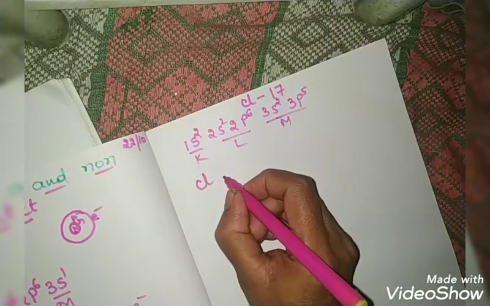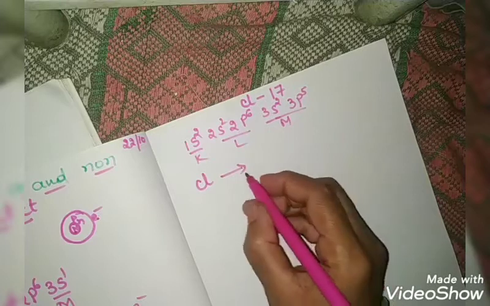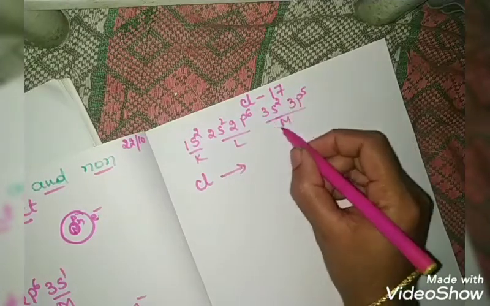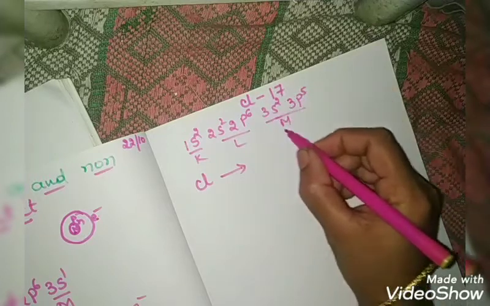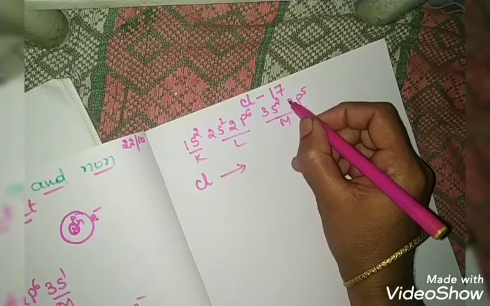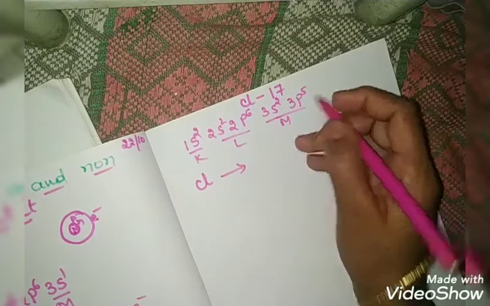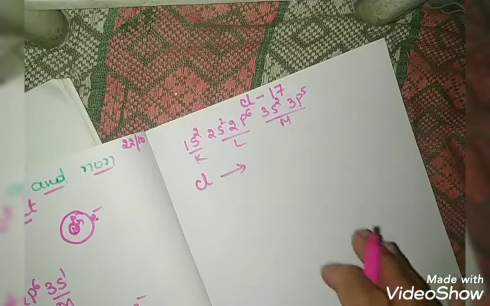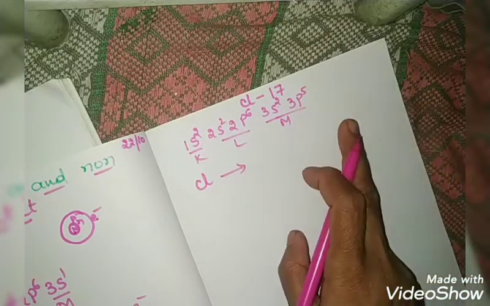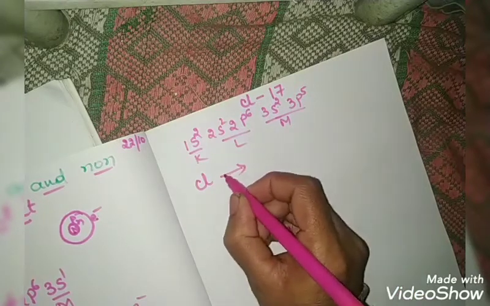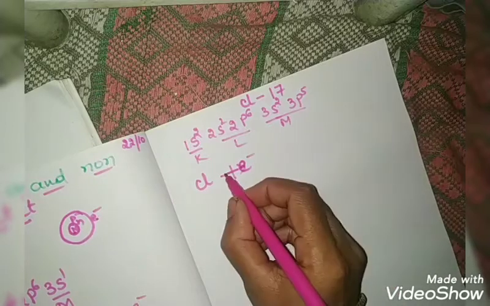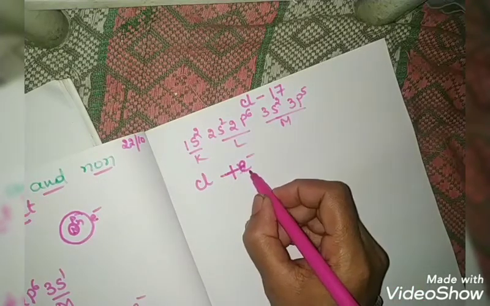Chlorine, here in the outermost shell, M shell is the outermost shell. Here how many electrons are there? Totally 7 electrons. So these 7 electrons need 1 electron to become octet, right? They need 1 electron to become octet. So chlorine will receive 1 electron.